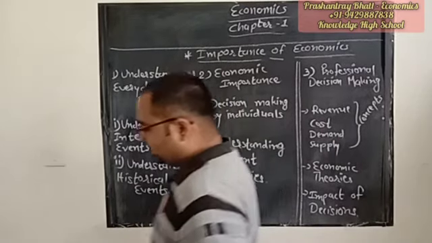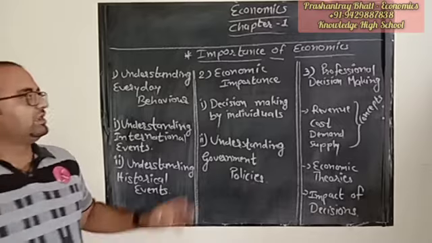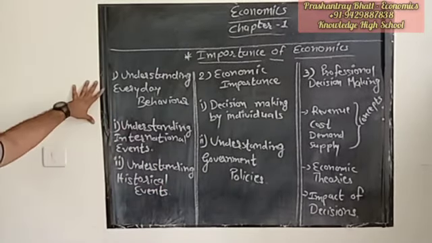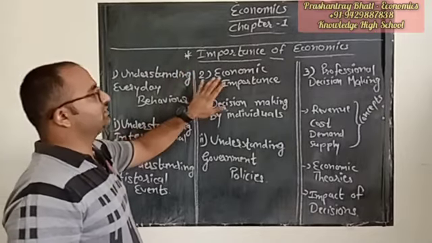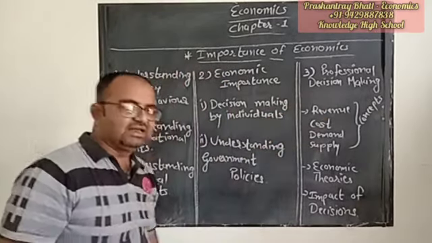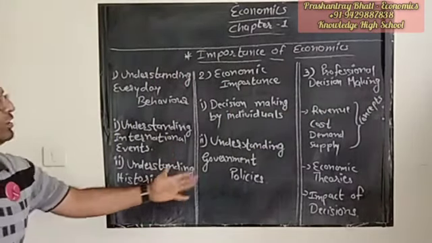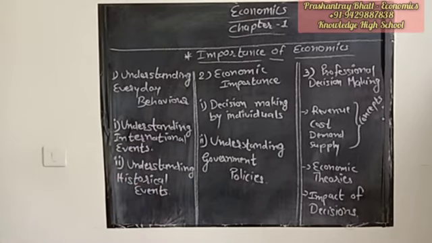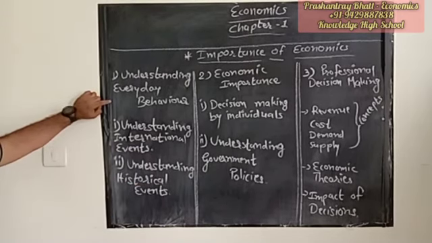The importances of economics are divided into three different parts. The first one is understanding everyday behavior, right? The second is the economic importance, and the third one is professional decision making. These are three main divisions, and they have sub points over here. So let's start with the first one, understanding everyday behavior, right?